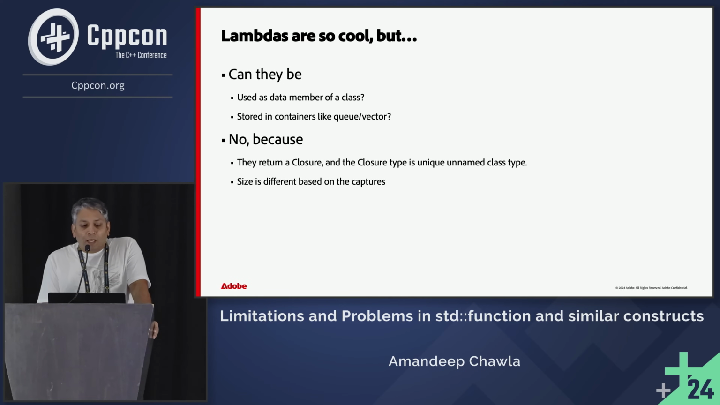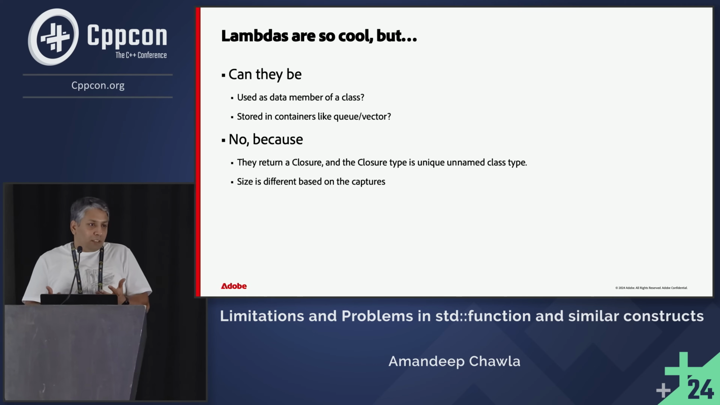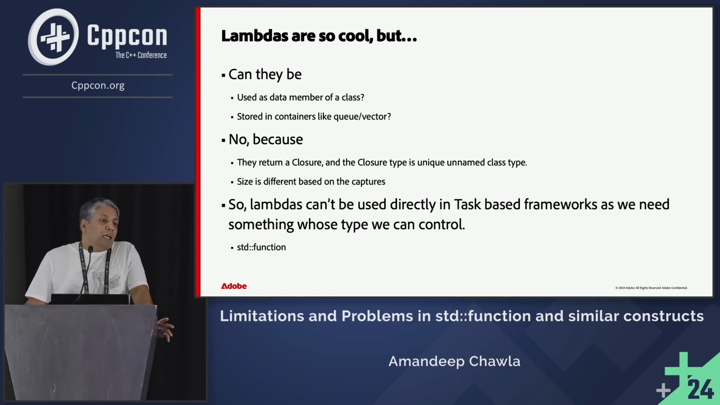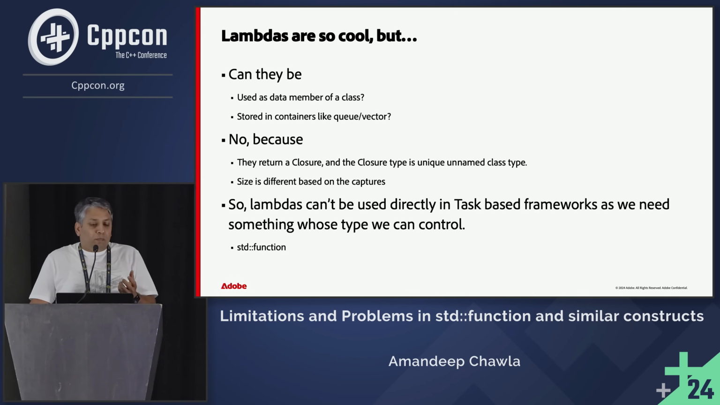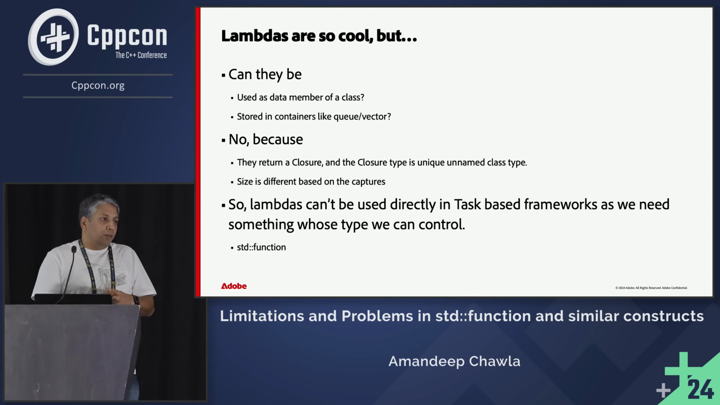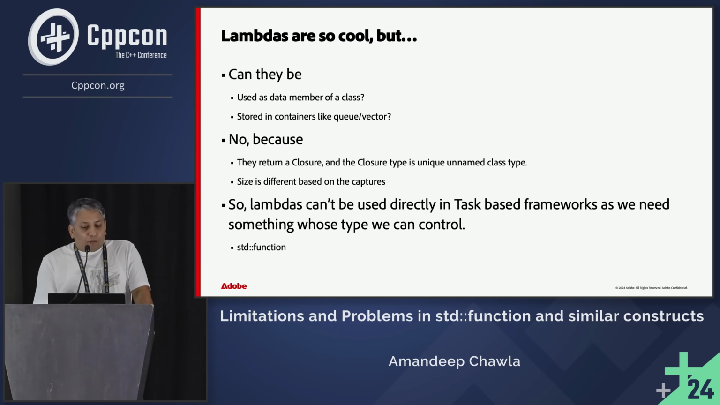Why not? Because they return a closure, and the closure type is a unique unnamed class type, and the size is different based on the captures. So we can't store Lambdas as data members. Now, if that's the case, we can't even use them in any task-based frameworks, as we need some type which we can control. We can't just pass a Lambda to the task-based framework and say please execute this Lambda. We have to wrap it. And for that, std::function is the obvious choice, and we will discuss that a little bit also.